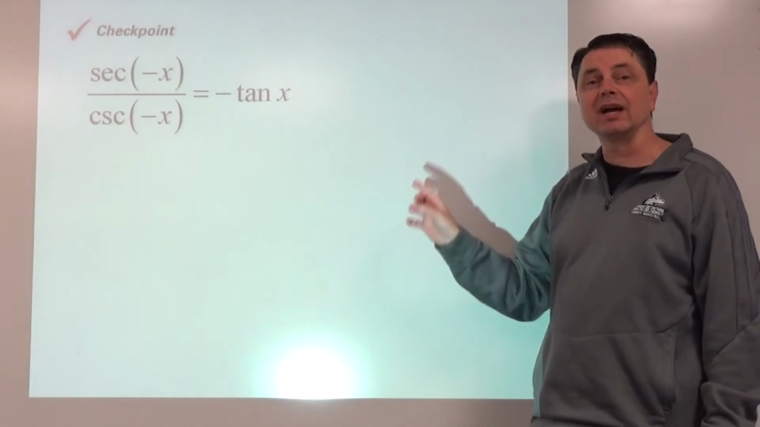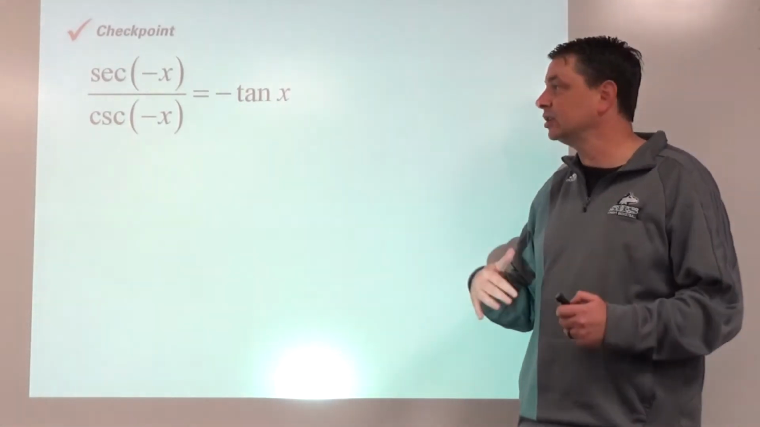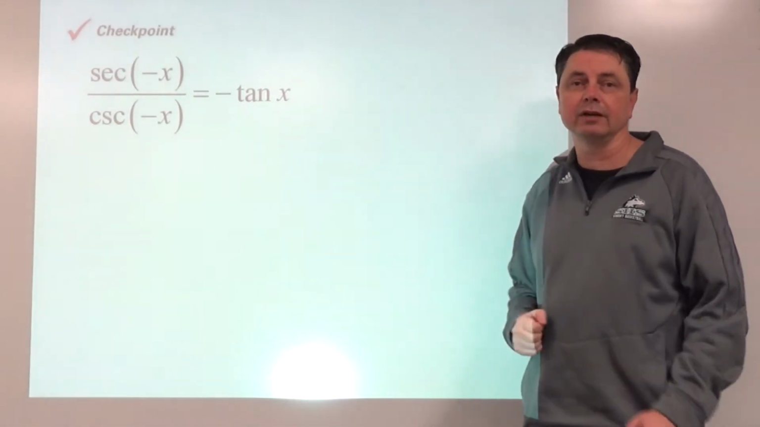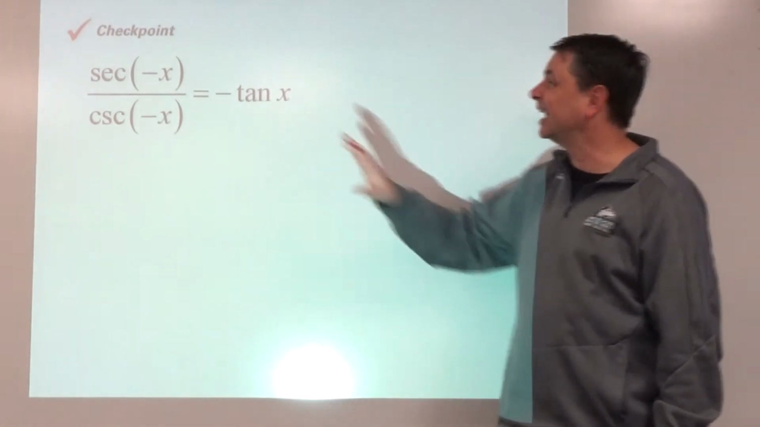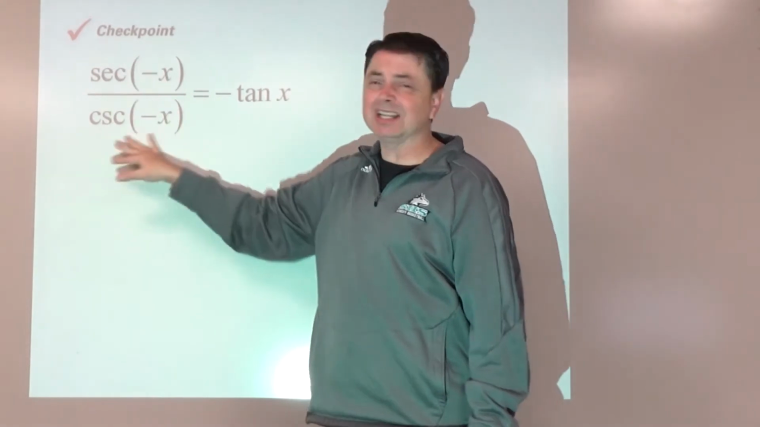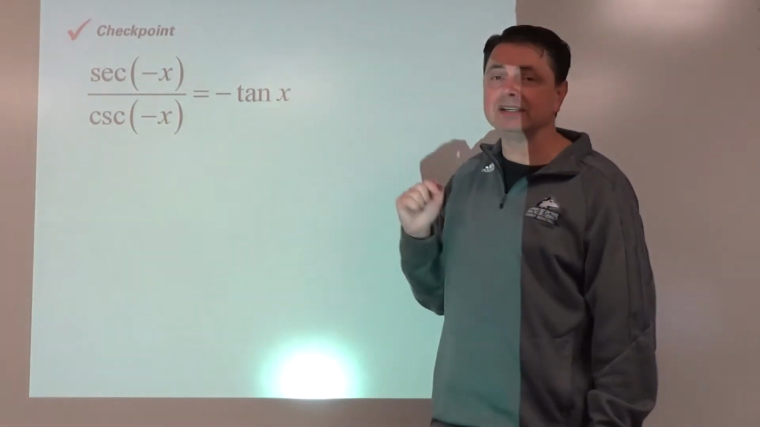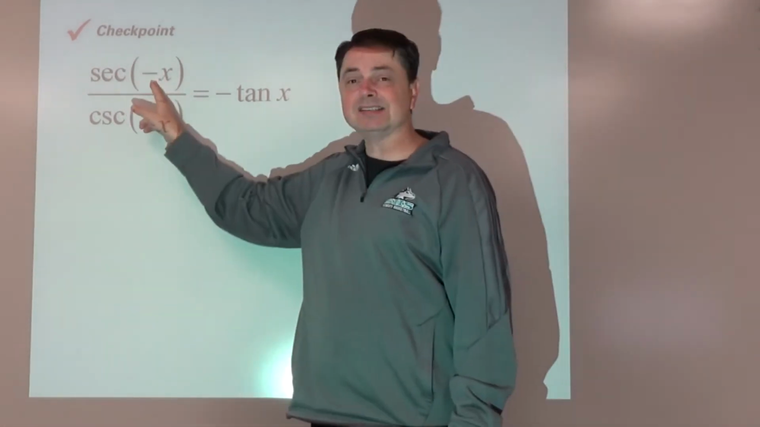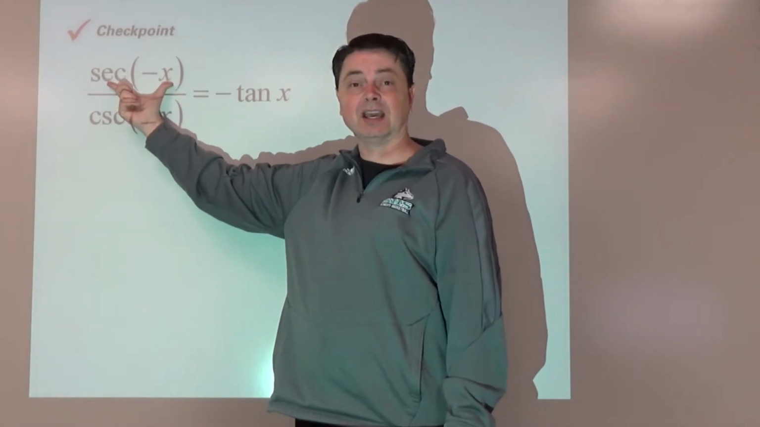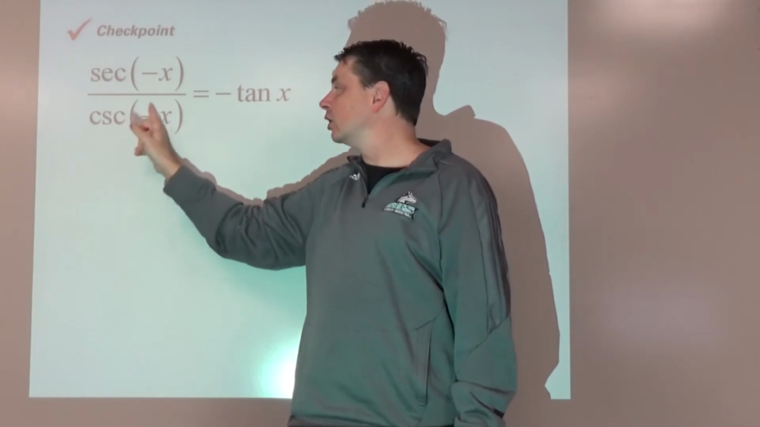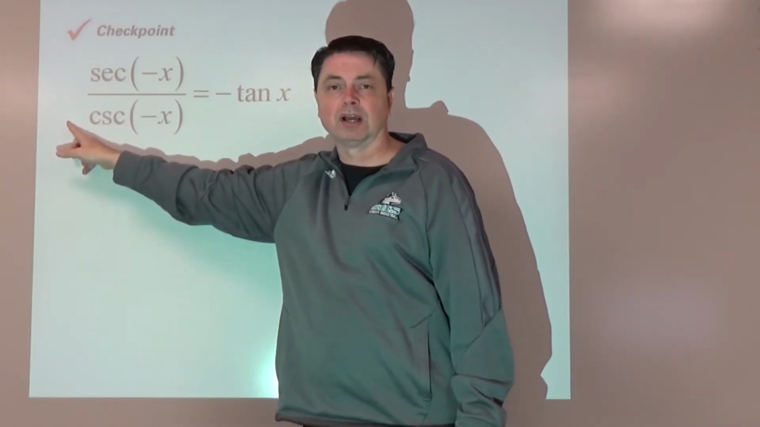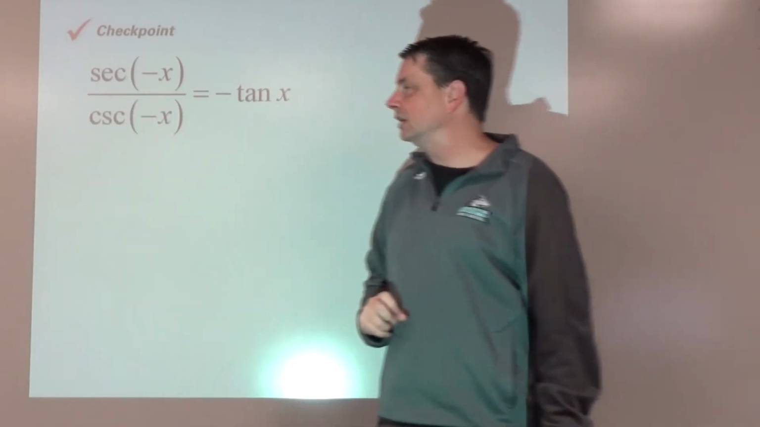Checkpoint, go ahead and try this one. Work on one side until you get it to match the other. Pause here. I would choose to work on the left, and we're dealing with odd and even identities at the beginning. Secant is even, so this just becomes the secant of x, or secant of positive x. Cosecant is odd, so the negative is going to come out in front. It's the opposite of cosecant x.